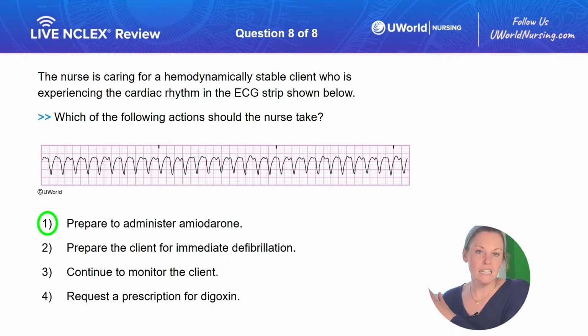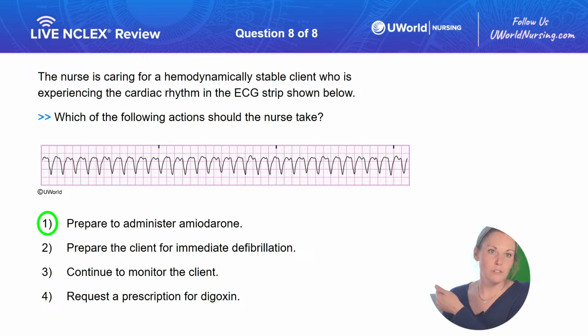So since the client is stable, that's going to indicate that we're going to treat them with medication like amiodarone. Alternatively, we could also do cardioversion, but we're seeing as our option here amiodarone. Amiodarone is an antidysrhythmic medication. So we're going to bolus that to the client and then maintain them on an amiodarone drip until we figure out the best next step for them.